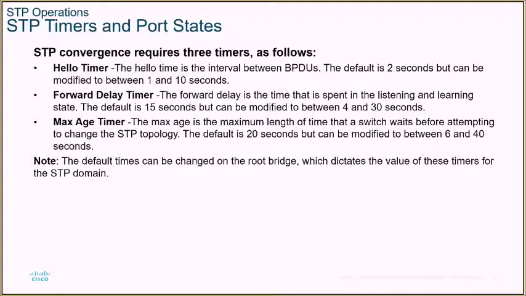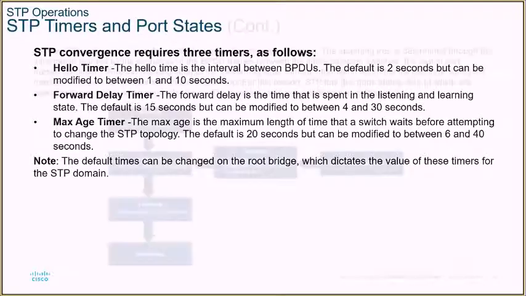And so basically, you wait 20 seconds. Oh, that bridge is dead. And then you wait 15 in listening and another 15 in learning. And so that's 50 seconds. So that's often why you see the amber light on switch ports when they start up. Now, default times can be changed on the root bridge, which dictates the value of these timers for the spanning tree domain.